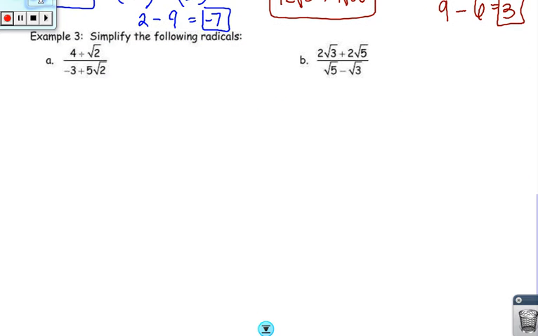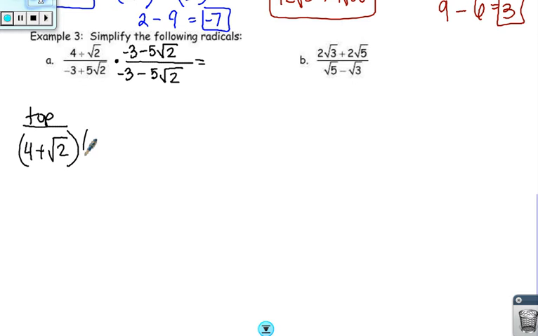Okay? Now the last example is as hard as it's going to get. So, what do we do first? 4 plus the square root of 2 over negative 3 plus 5 square roots of 2. You multiply the top and the bottom by the conjugate of the bottom. So that means negative 3 plus 5 square roots of 2 becomes negative 3 minus 5 square roots of 2. And then I look at each piece individually. Up top, I have 4 plus the square root of 2 times negative 3 minus 5 square roots of 2.